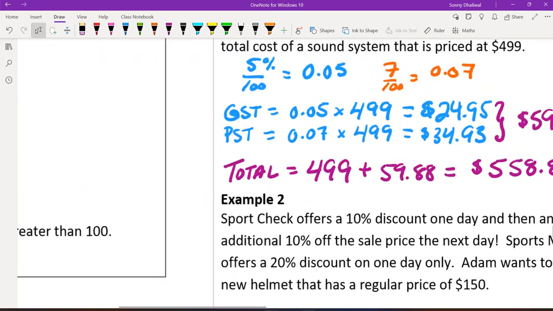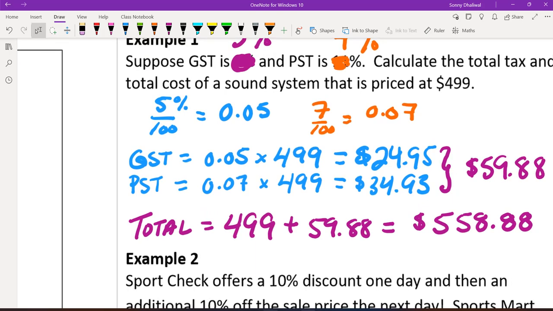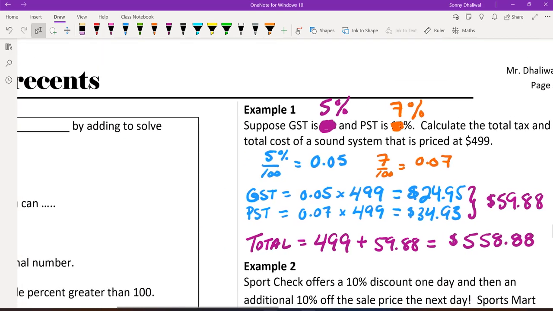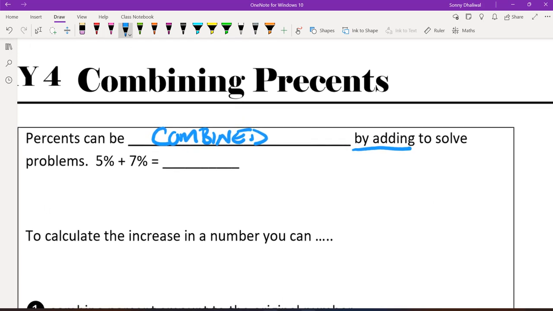Okay. Now, in math, we want to be efficient. All right? So we did extra steps here that are not necessary. When you are finding the same percentage of the same item, we can add those two percentages together. So this is called combining percents. So we combine them by adding them. So instead of going 5%, finding the value, 7%, finding the value, Henry saw this right off the bat.